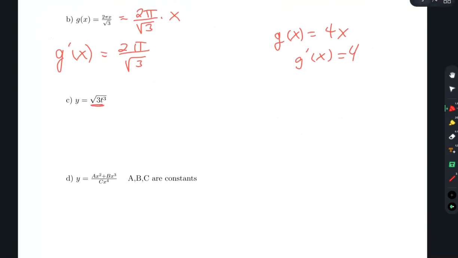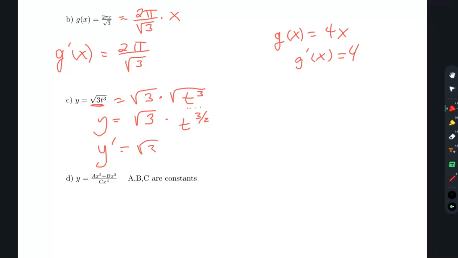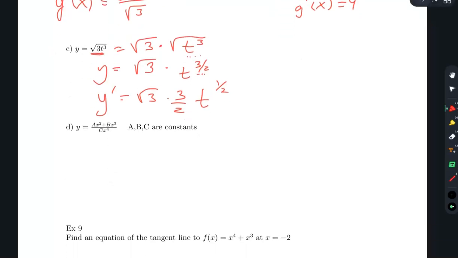Okay, let's make sure we separate this. So this is the same as saying the square root of 3 times the square root of t cubed. And let's think about that again. You know how to rewrite this as an exponent, right? This is the power 3 over the root 2. Okay, so now to take the derivative, I carry the root 3 along, and then I would take the derivative, so I bring the 3 halves t, and if I subtract 1 from that, that would give me 1/2. And that's a fine answer.